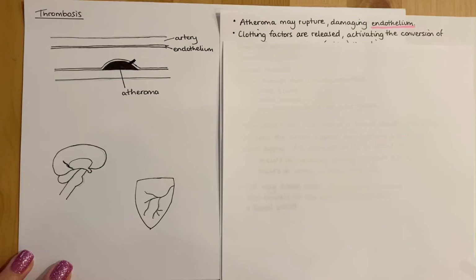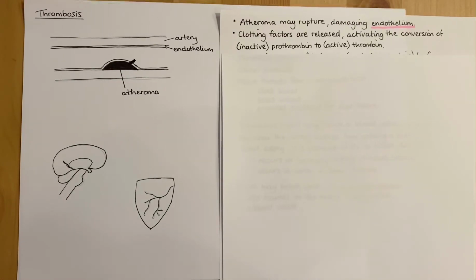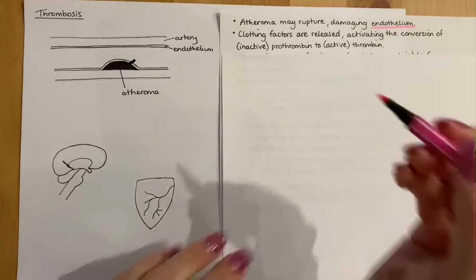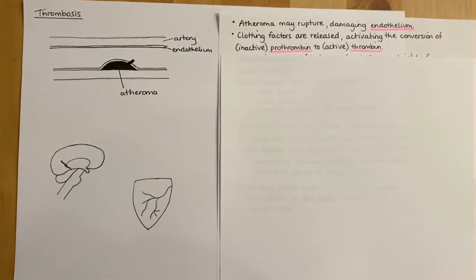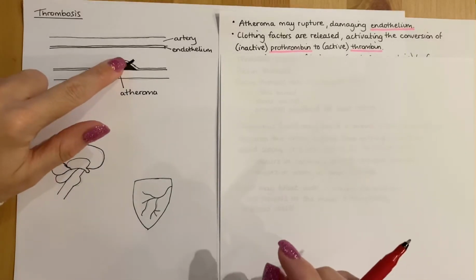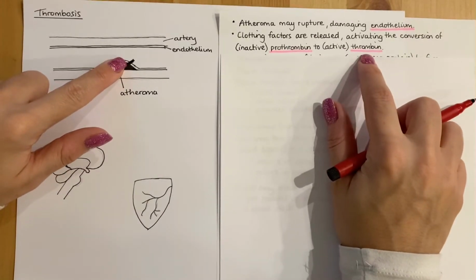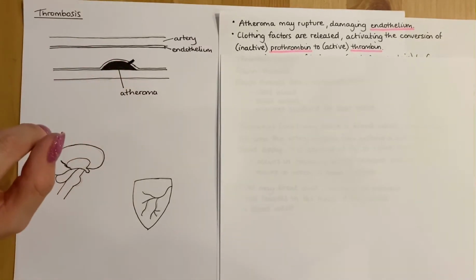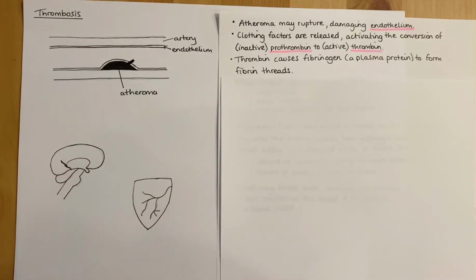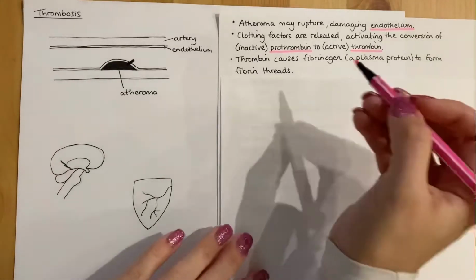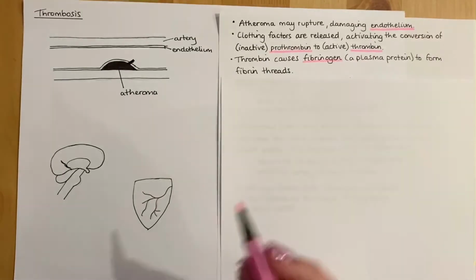It causes a conversion of what's called prothrombin, which is an inactive form of that plasma protein, into an active version called thrombin. Now the reason it's not active all the time is because then that would cause your blood to clot all the time. So you have an inactive version, prothrombin, that when there's damage, is converted into thrombin. Now thrombin causes the next part to happen. So thrombin causes fibrinogen, which again is another plasma protein, to form threads of fibrin.